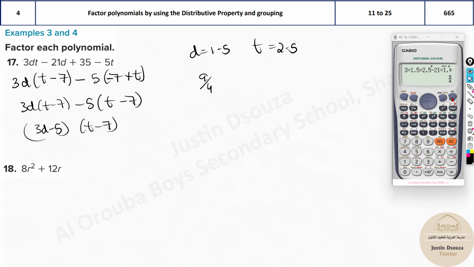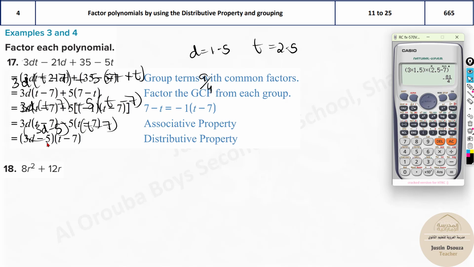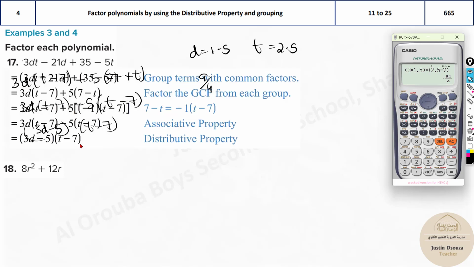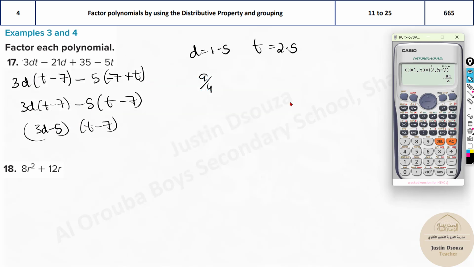And now what you do is put it over here. Open the bracket. 3 times D is equal to 1.5. Close the bracket. Multiply it with T is 2.5 minus 7. Close the bracket. Okay, what did I do wrong now? I have done some error. Okay, let me just check this answer. Okay, here is the 3D minus 5, T minus 7. Anyway, the answer is correct, what I did over here. So no matter what, it must be correct.